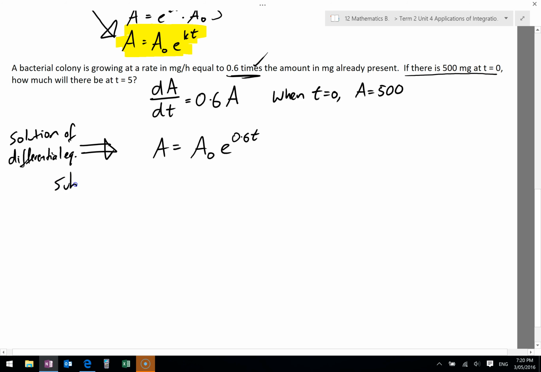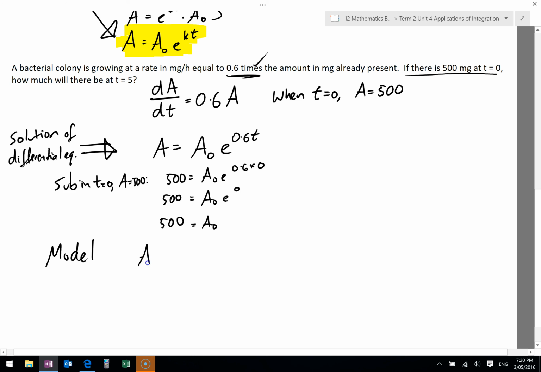Okay, so sub in t equals 0, A equals 500. 500 equals A naught e to the power 0.6 times 0. I'll get A naught times e to the power 0. So A naught equals 500. So my model is going to be A equals A naught e to the power 0.6t.